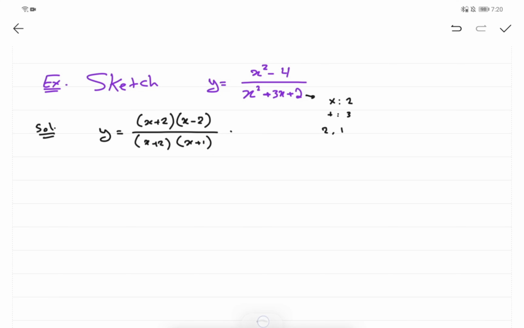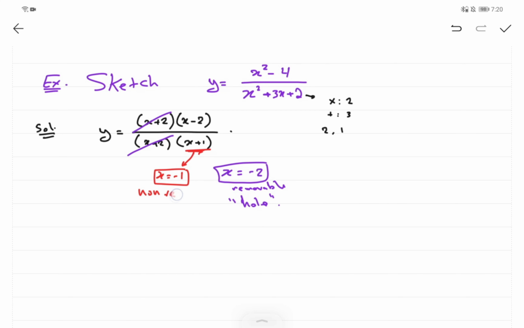Now if you notice, we're going to have a removable point of discontinuity, which is x equals negative 2. This is removable. So that means we're going to have a hole when x equals negative 2. And here we have x plus 1. This point of discontinuity, negative 1, is not removable. This is non-removable. So in this situation, we're going to have a gap.